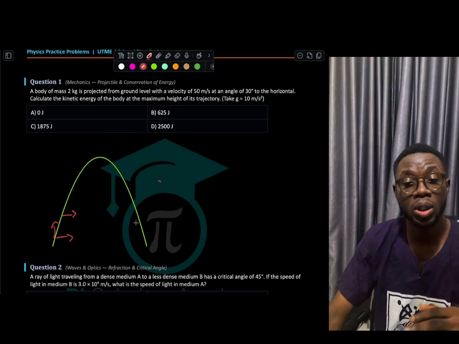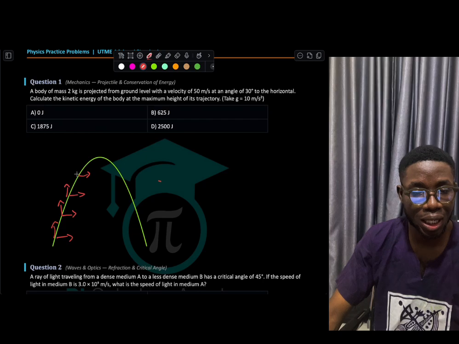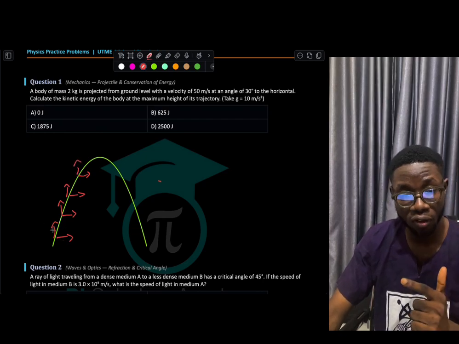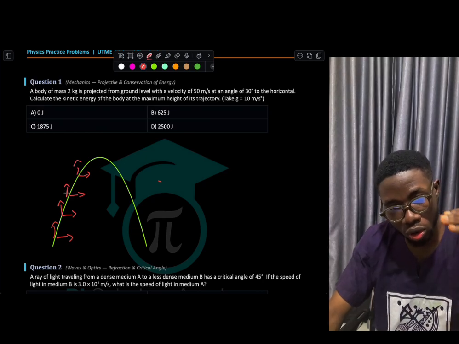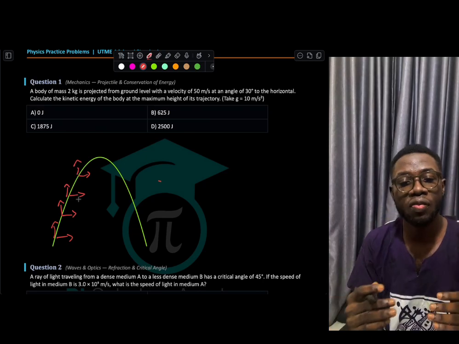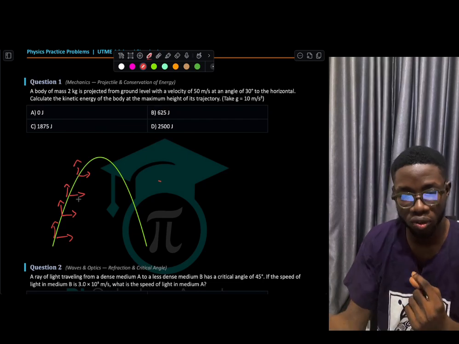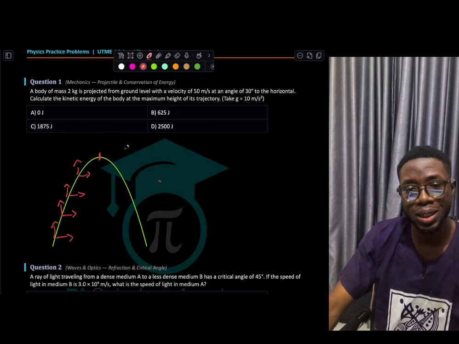The horizontal component is always constant, but the vertical component of the velocity, as it is going up, is decreasing. So from the initial horizontal and vertical velocity, as you begin to go up, to the second one, to the third one, to the fourth one, the velocity is decreasing as it is going up, which shows a form of deceleration. When you get to a point, this point is known as the point of maximum height.